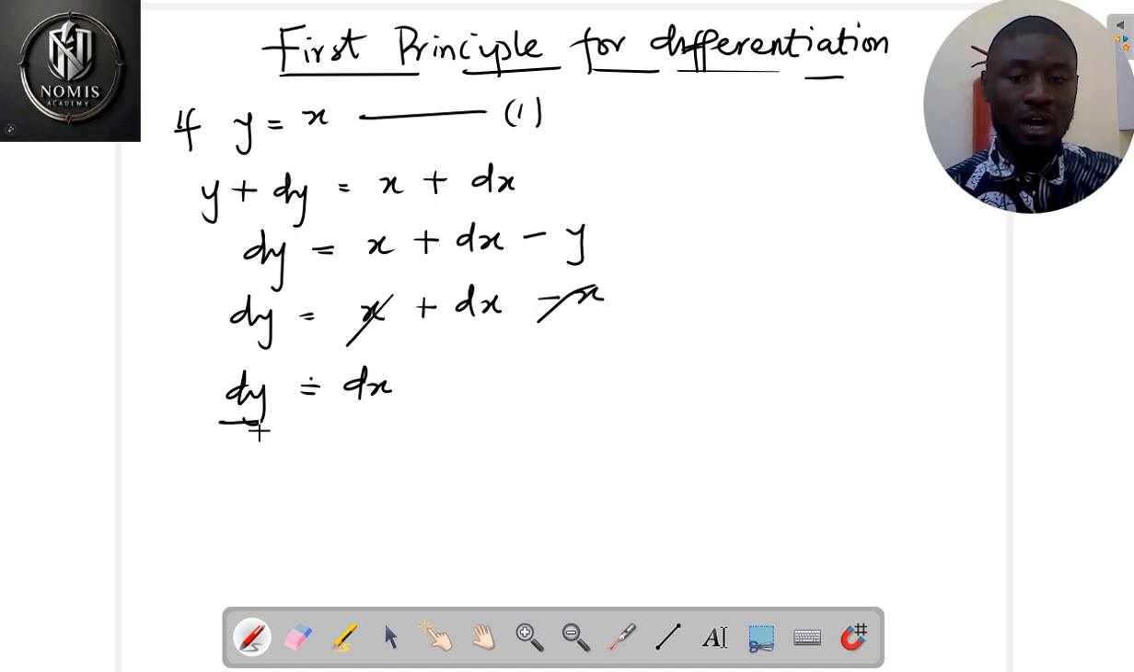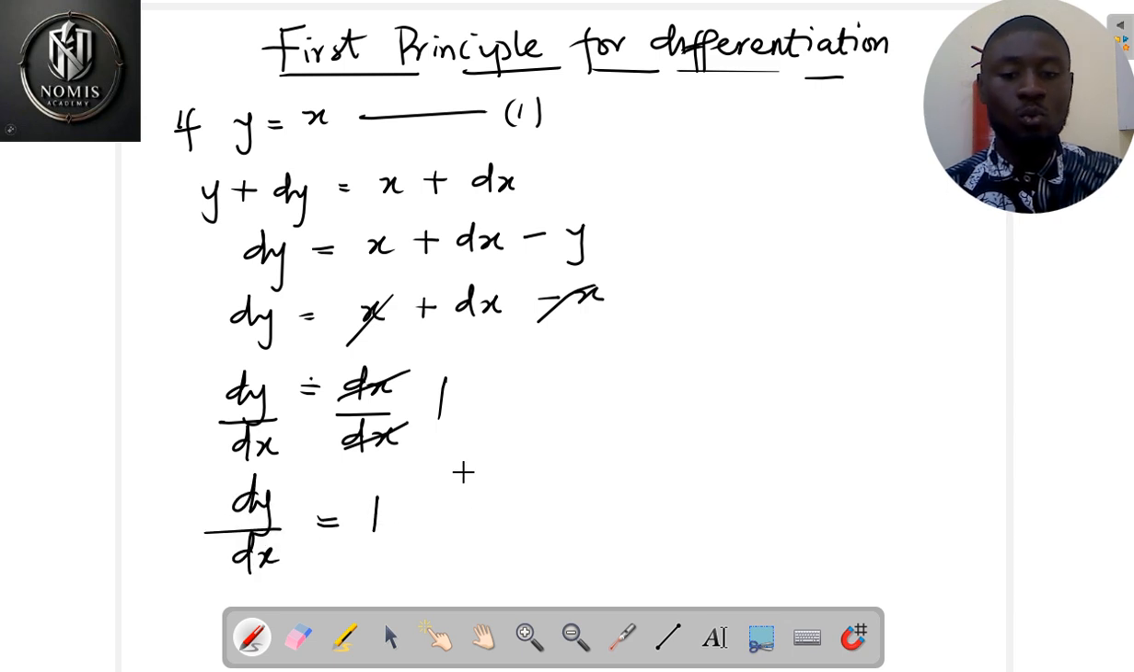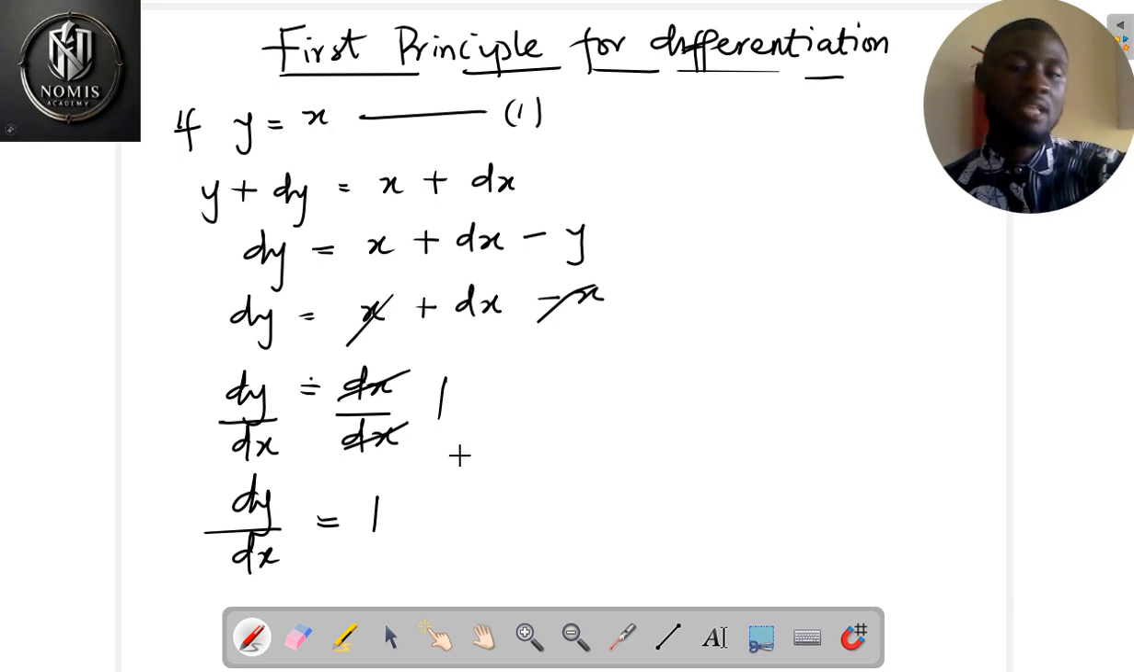δy/δx is equal to 1, because if we divide both sides by δx, δx cancels δx. We have 1 here. So δx divided by δx is equal to 1. That means dy/dx is equal to 1. So we just got our final answer. This is how we can use first principle to differentiate whatever we are given. So let us take an example to see how we can use this first principle to differentiate functions and even limits.